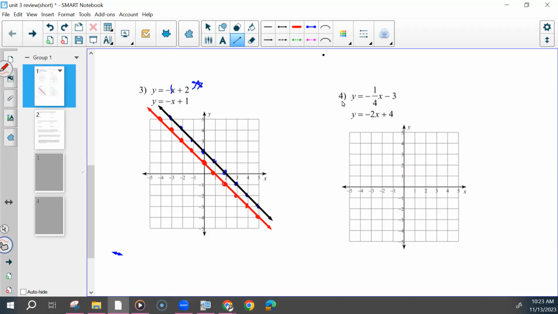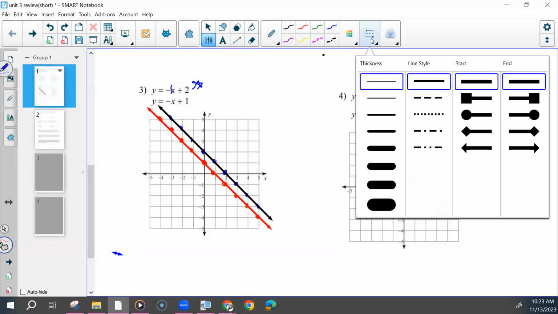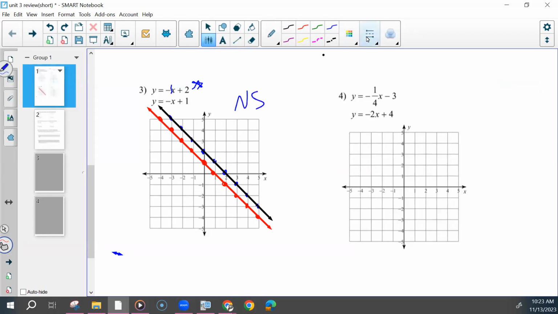So if they don't intersect, what type of solution is that? They are parallel lines. What type of solution is that? So if they intersect, that would be your solution. If they don't intersect at all, no solution. If they are the same exact line, they graph on top of each other, infinitely many solutions. Other questions on this one?